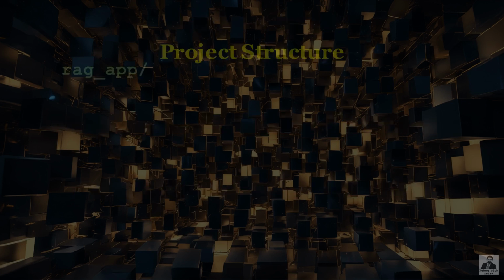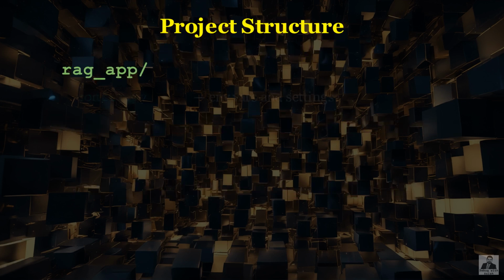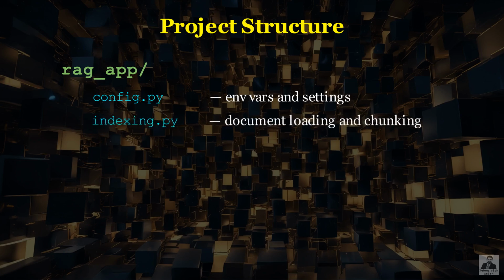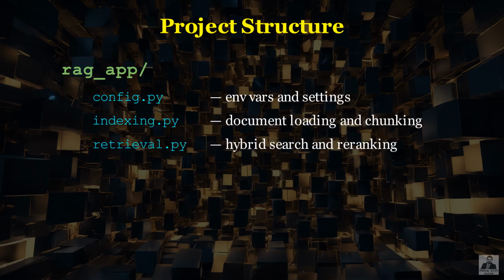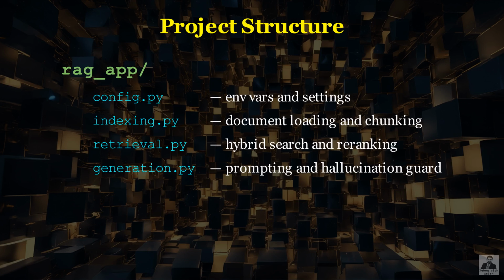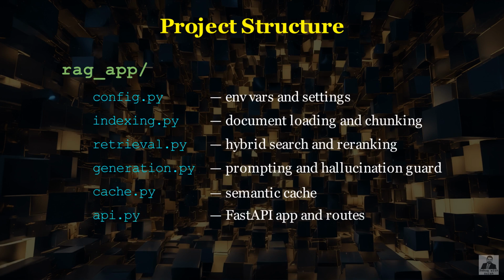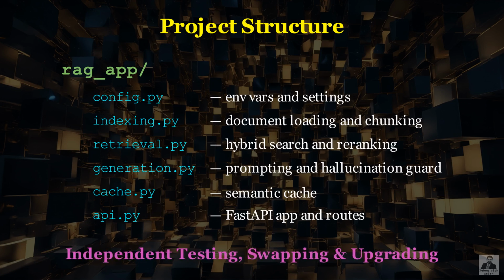The project is split into 6 modules. Config handles all environment variables and settings in one place. Indexing handles document loading, chunking, and storing into Chroma. Retrieval builds the hybrid retriever with re-ranking. Generation handles the prompt template, the LLM call, and the hallucination guard. Cache holds the semantic cache class from episode 11. And the API module wires all of these into a FastAPI application. This separation means each module can be tested, swapped, or upgraded independently.